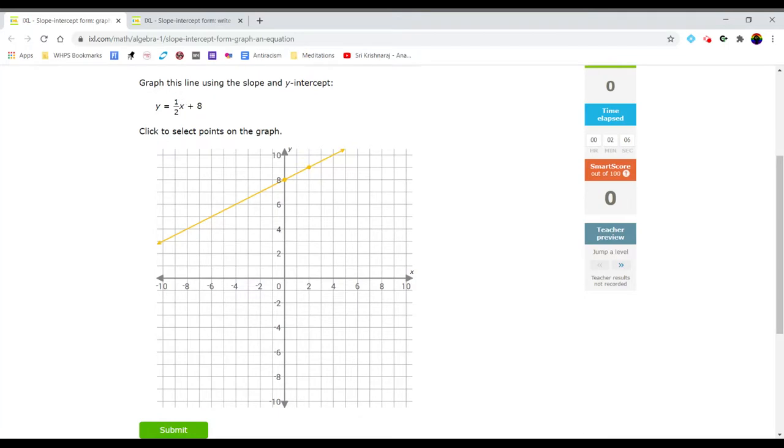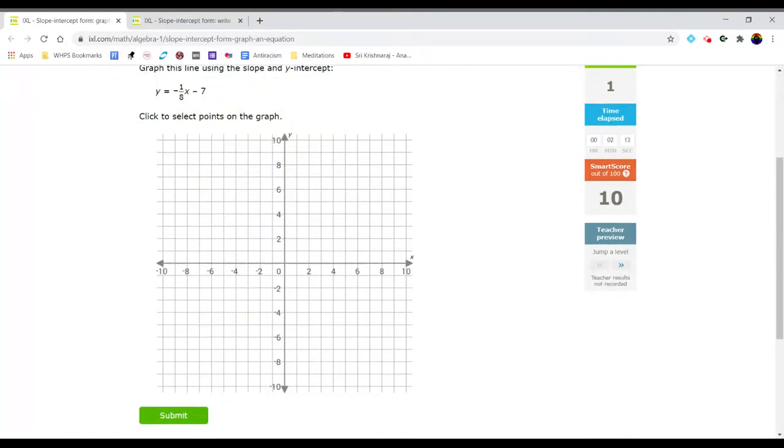The top number tells me how much to go up. The bottom number tells me how much to go to the right. All right, so this next one, I'm going to start at the y-intercept again, which is -7. This time, the slope is -1/8. So that means I'm going to go down 1 and then to the right 8. So use the top number to tell you if you should go up or down, and then just always use the bottom number to go to the right. That's probably the easiest way.